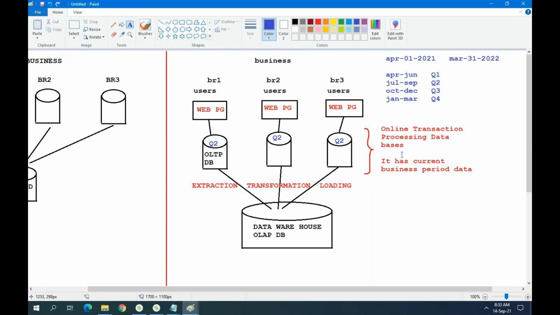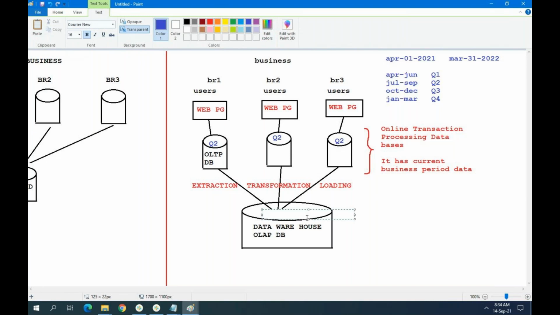Sir, Q1 is already completed. Where is Q1 data? See, Q1 data is already loaded here. Why? It was a completed business period. So current data means current working business period data. That is held under OLTP.